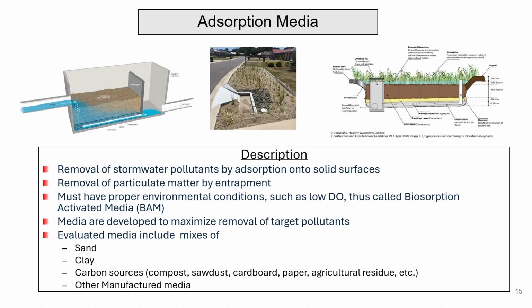These media are carefully developed to maximize the removal of specific target pollutants. The compositions vary widely, but evaluated media often include mixes of common materials like sand and clay, various carbon sources such as compost, sawdust, cardboard, paper, or agricultural residues, and sometimes other specially manufactured media tailored for particular uses. It is critical that any adsorption media system demonstrates its effectiveness through rigorous testing in the field to ensure it achieves the desired pollutant removal.